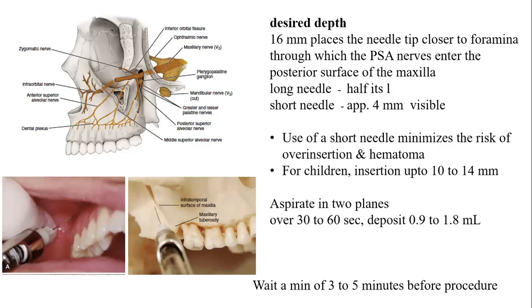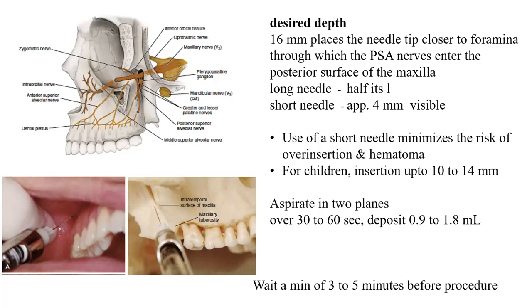If you are using a long needle, half of its length should enter the mucobuccal fold. If you are using a short needle, approximately 4 mm of your needle should be visible. Use of a short needle minimizes the risk of over insertion and hematoma. For children, insertion is up to 10 to 14 mm.